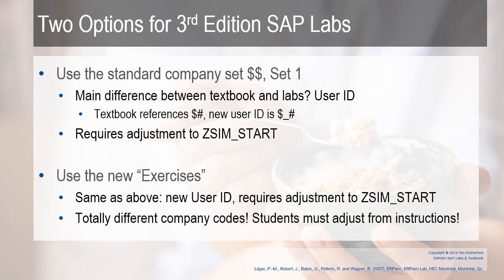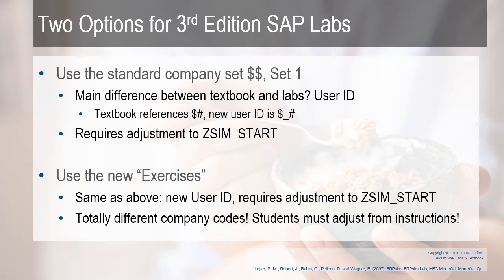You have two options going into the SAP labs for using the 3rd edition. One is to use the standard company set, so it's set 1, and that follows how it's been for a decade, the AA to ZZ company set. The only real difference between the textbook and the labs is the user ID. In the textbook, it references that $pound for your user ID, and now it's $_pound.